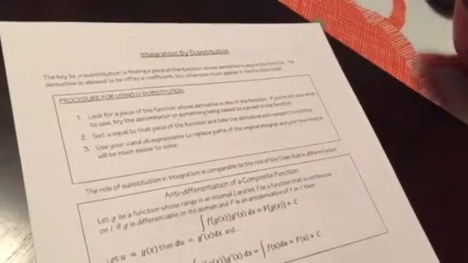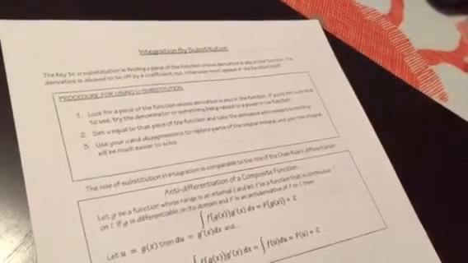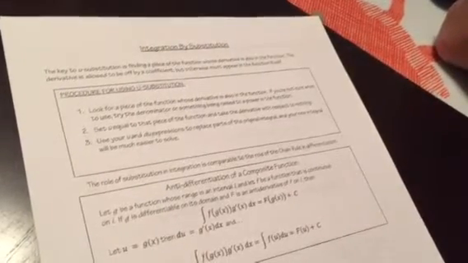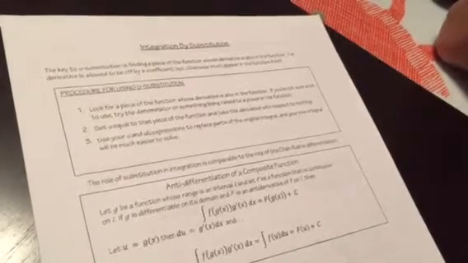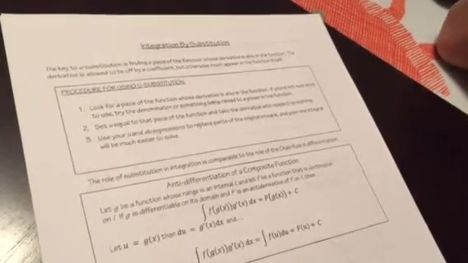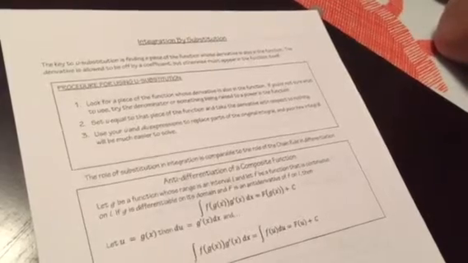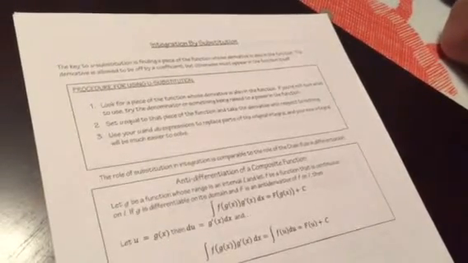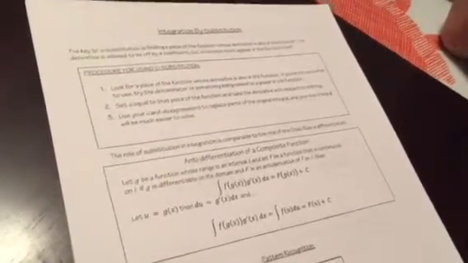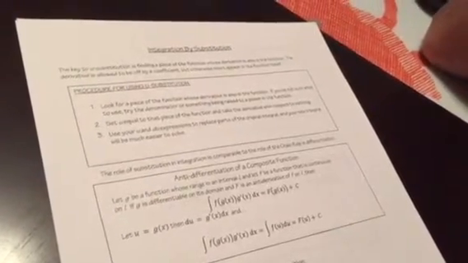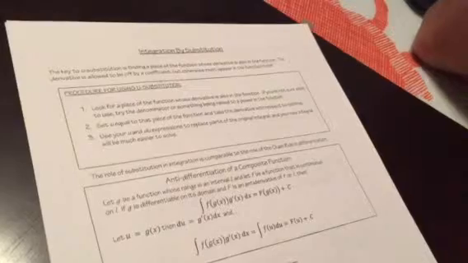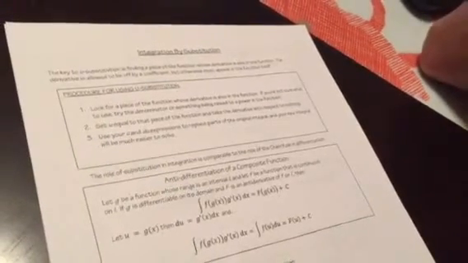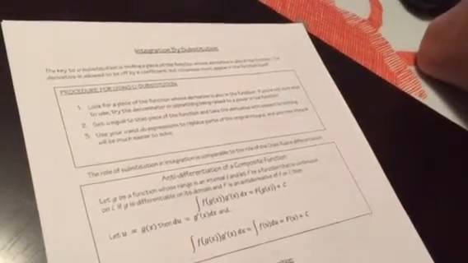The procedure for using u substitution is: 1. Look for a piece of the function whose derivative is also in the function. If you're not sure what to use, try the denominator or something being raised to a power in the function. 2. Set u equal to that piece of the function and take the derivative with respect to x. 3. Use your u and du expressions to replace parts of the original integral, and your new integral will be much easier to solve.